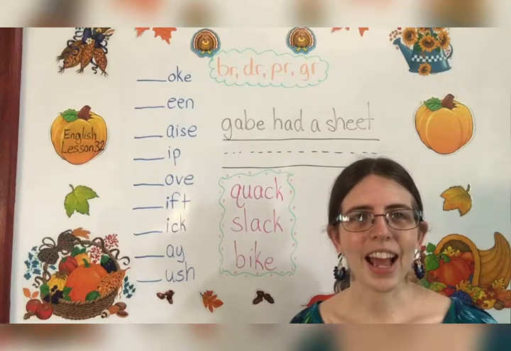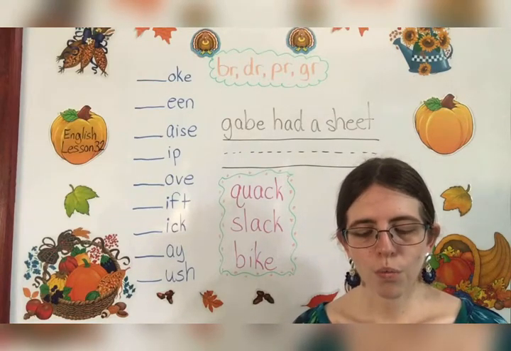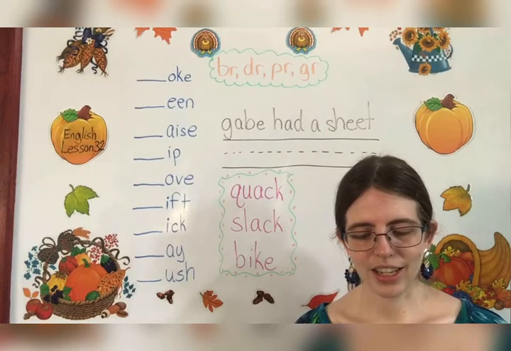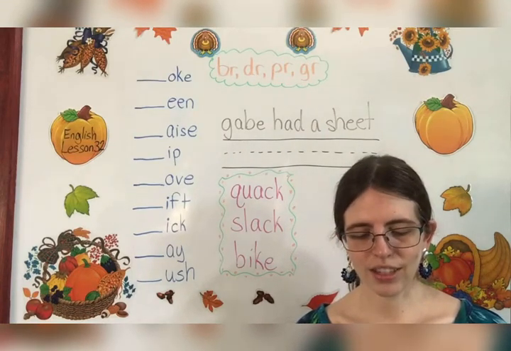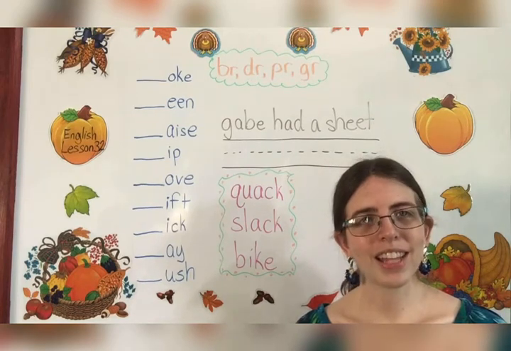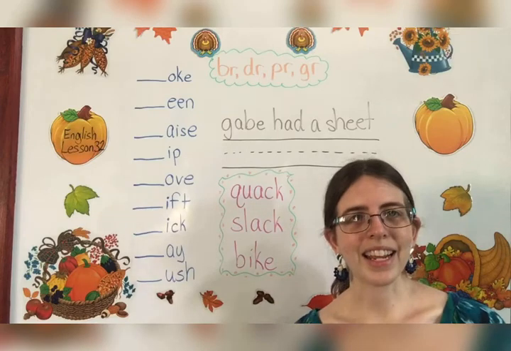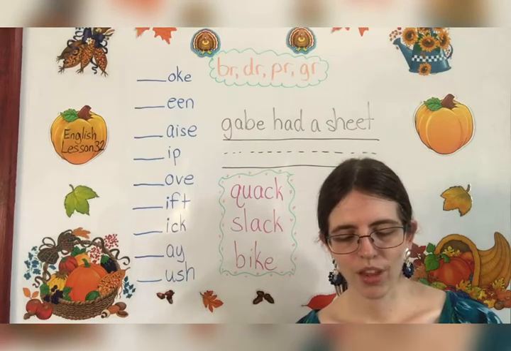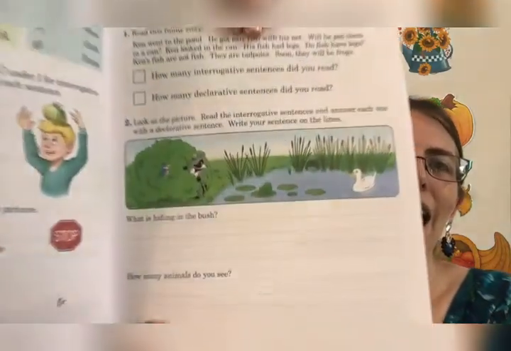Okay, look at exercise 2. It says, look at the picture. Read the interrogative sentences and answer each one with a declarative sentence. Write your sentence on the lines. What is hiding in the bush? All right, look at the picture. What do you see hiding in the bush?